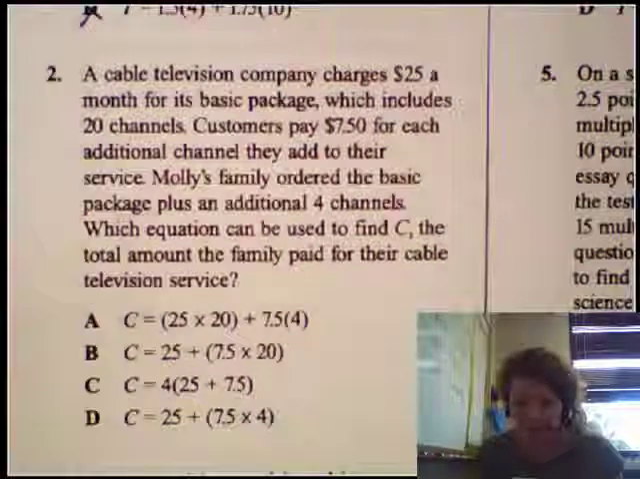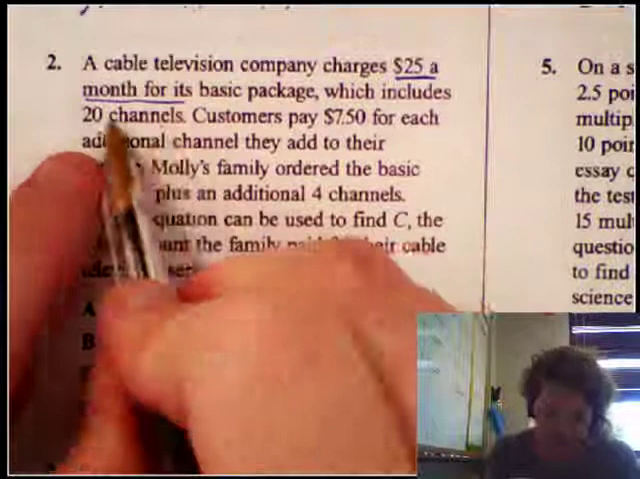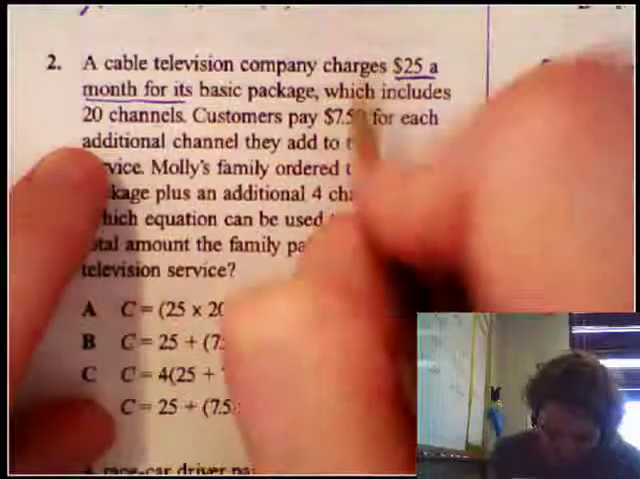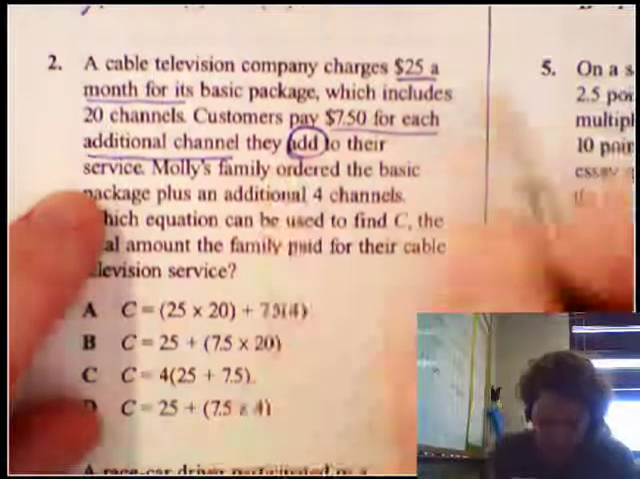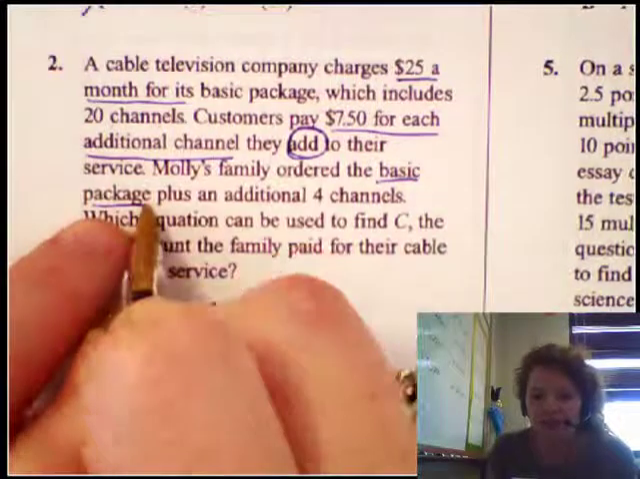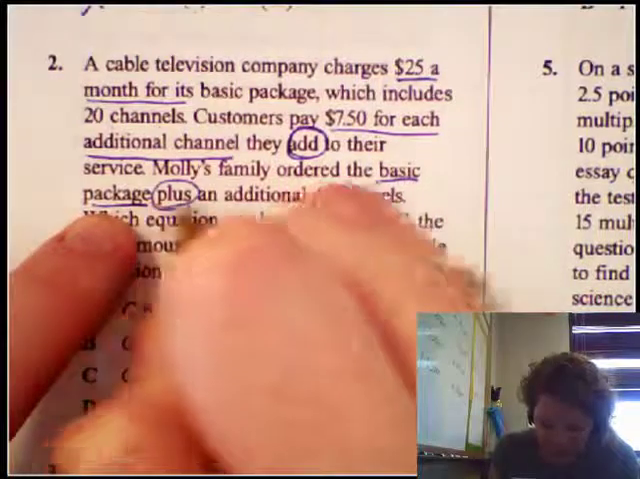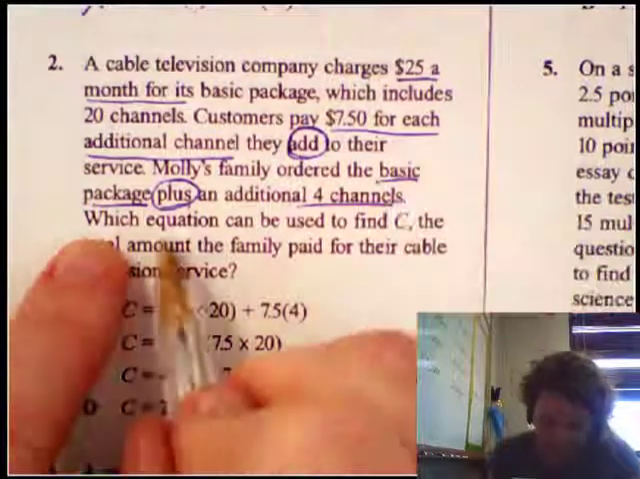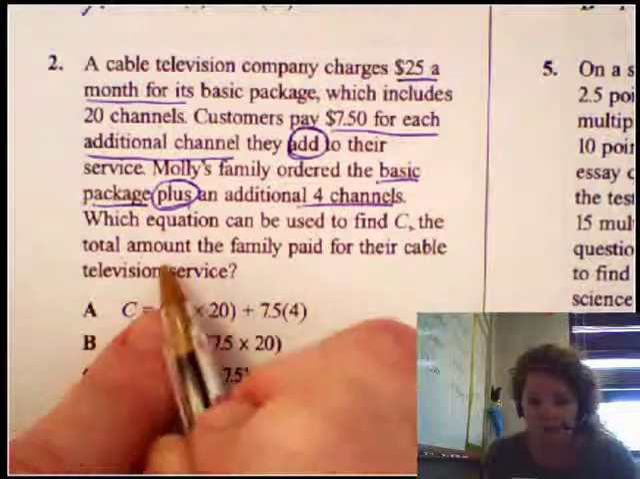Number 2. A cable television company charges $25 a month for its basic package, which includes 20 channels. Customers pay $7.50 for each additional channel they add to their service. That's probably going to be a big keyword right there. Molly's family ordered the basic package. Okay, well, how much does the basic package cost? Well, $25. Plus an additional 4 channels. Which equation can be used to find C, the total amount the family paid for their cable television service?